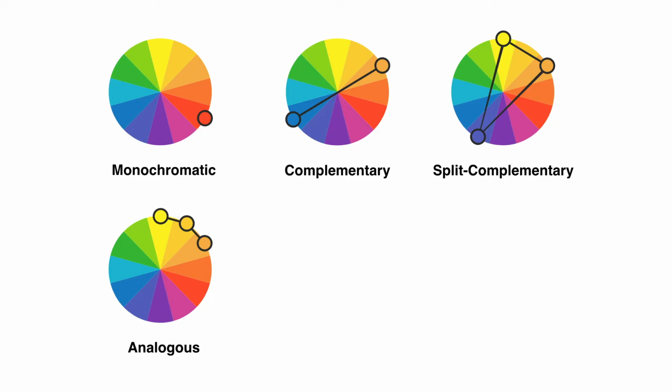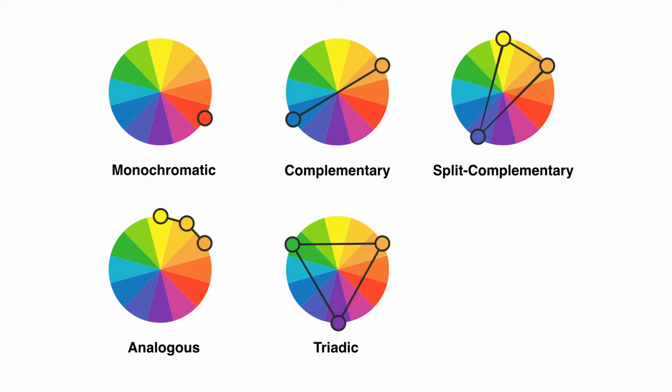In an analogous color scheme, there are 3 colors that sit right next to each other on the color wheel. An example would be yellow, yellow-orange, and orange. Analogous color palettes are a favorite of mine. Pairing this color scheme with a neutral and basics like white, black, and gray can create beautiful designs.